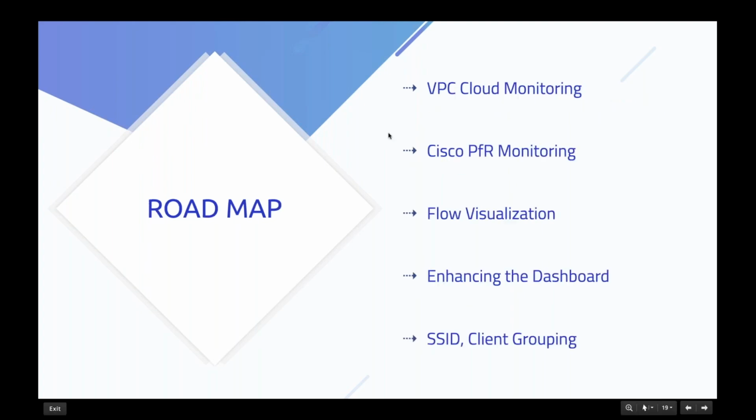So we have quite a few things in our roadmap. Some of the things that I want to mention is we are more concerned on bringing the feature of monitoring VPC cloud, and we are also planning to include the Cisco PfR monitoring along with the flow visualization, where as of now, you'll be able to see the flow information in traffic graph or pie chart format. And we are also planning to improve along with a lot more visualizations.